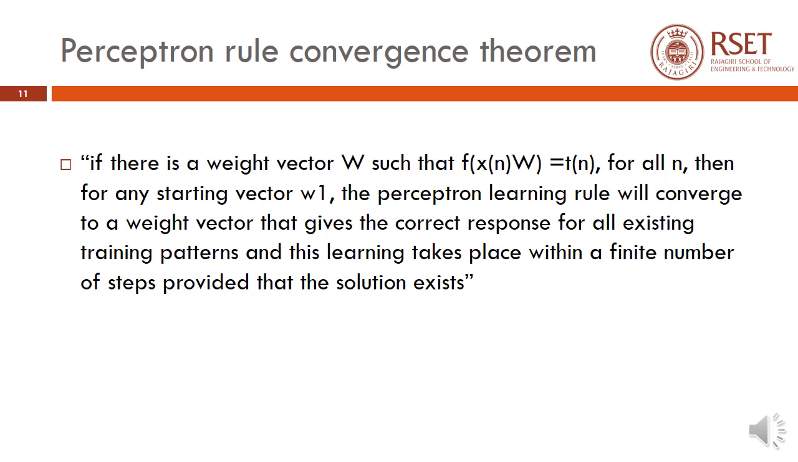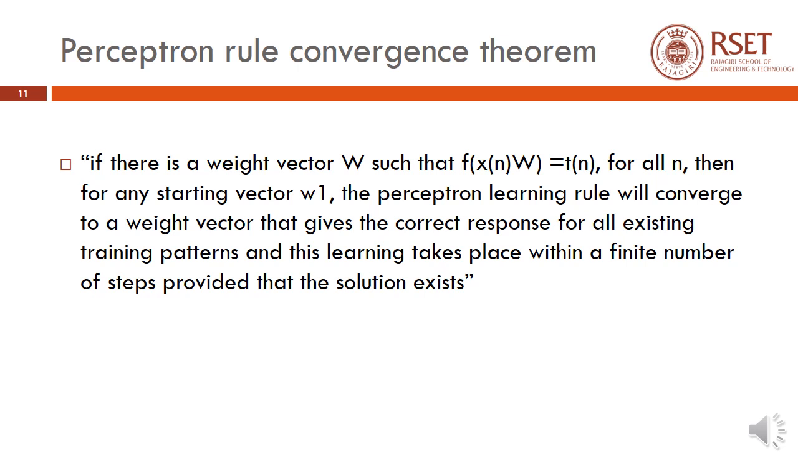It states that if there is a weight vector w such that f of xn dot w is equal to t of n, where xn represents the input training vectors and w represents the weight vector. So I am taking the product of all my input activations and corresponding weight values, which is the net input. That net input is applied to the activation function f to get the final or calculated output. If that calculated output is equal to t of n, the desired output, for all values of n, then for any starting vector w1, the perceptron learning rule will converge to a weight vector that gives the correct response for all existing training patterns, and this learning takes place within a finite number of steps, provided that the solution exists.